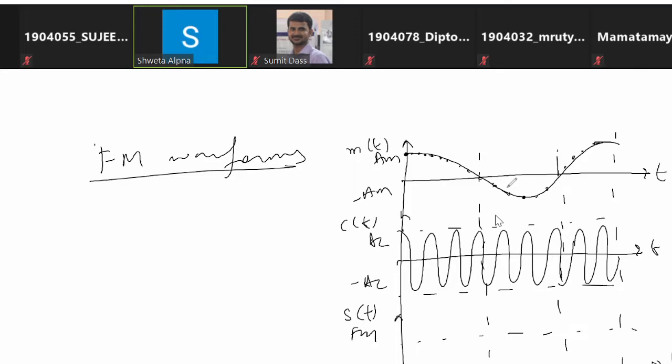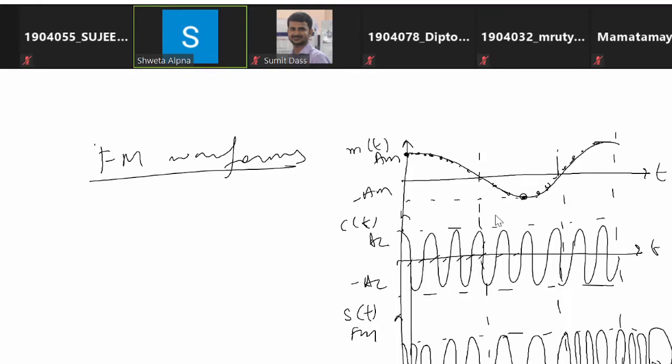And accordingly, the frequency of the carrier signal is also changing in frequency modulation. For higher amplitudes, the frequency of the carrier signal will be more like this. And as the amplitude of the message signal is decreasing, the frequency of the carrier signal will be decreasing like this. At the minimum amplitude of the message signal, the frequency is minimum. Again, as the amplitude of the message signal is increasing, the frequency of the carrier signal will be increasing like this. It will be maximum at the peak amplitude, and this is going to continue.